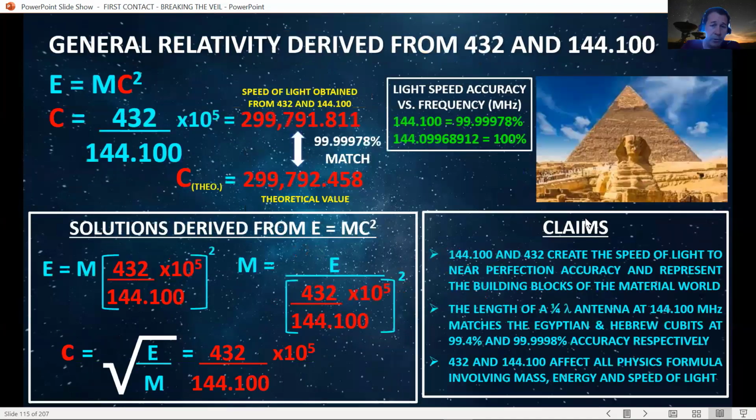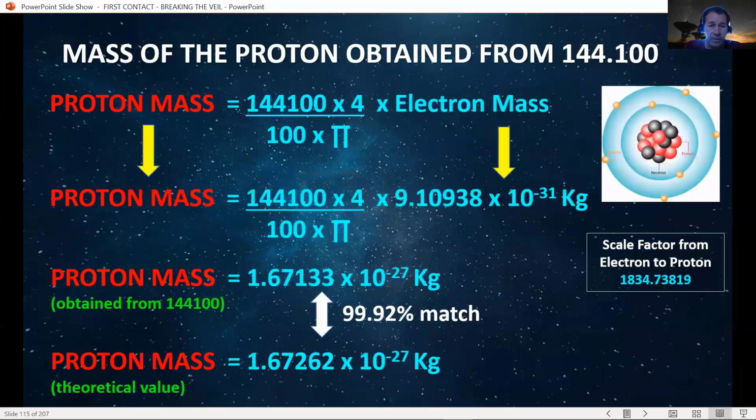And we see this picture emerging, as in past presentations. I show how these two harmonics, 432 and 144, lead to the speed of light at extremely high accuracy. You see 99.99978. With 144.1 here, it's a bit more accurate. And that's a frequency, as you know, that we've been using to make contact with non-human intelligences.